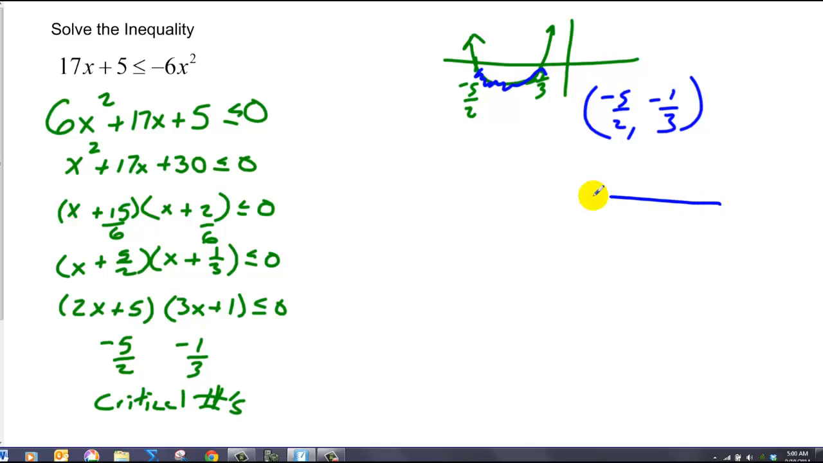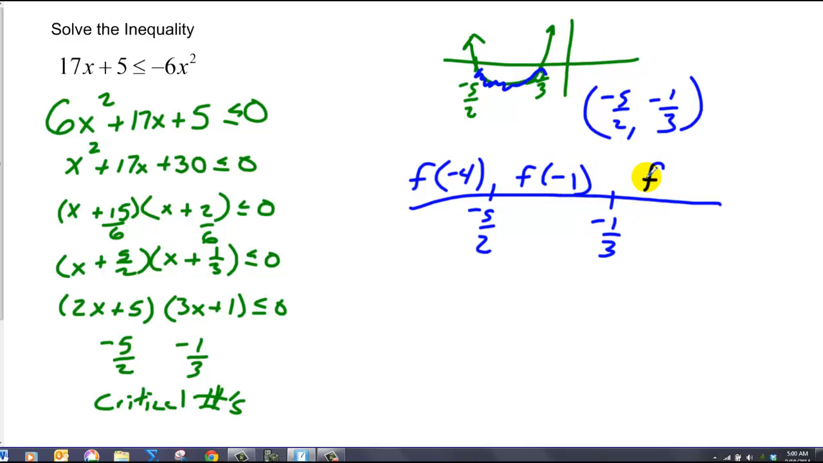So once again, I'll put my critical numbers, negative 5/2 and negative 1/3, on a number line. I'll look at values outside the two critical points and between the two critical points. f of negative 4, let's say. f of 0, I can't use 0 this time, so let's go f of negative 1, and then f of 0 out here. And we'll plug in and find some values. Notice I'm going to plug in once again to this function over here. When I plug negative 4 in, that's a negative number.